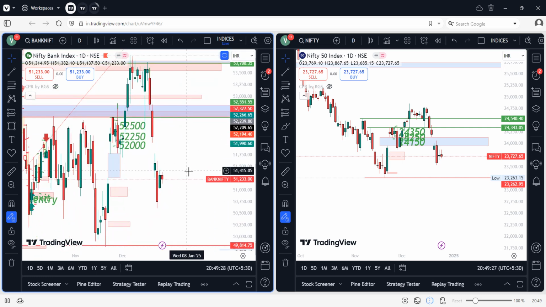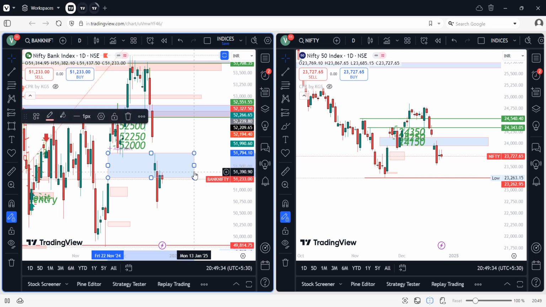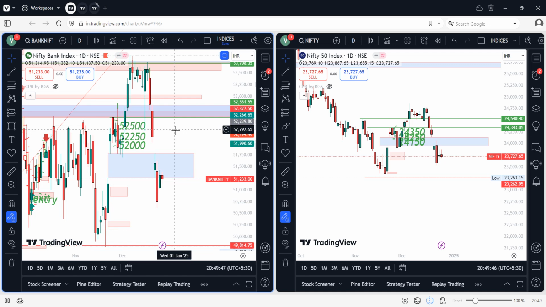So what I would like to do is extend this gap border like this. You can see here there is a rejection exactly from the top gap border, right? There is a big red candle after that. Likewise, here we have another gap border. So this is the gap.